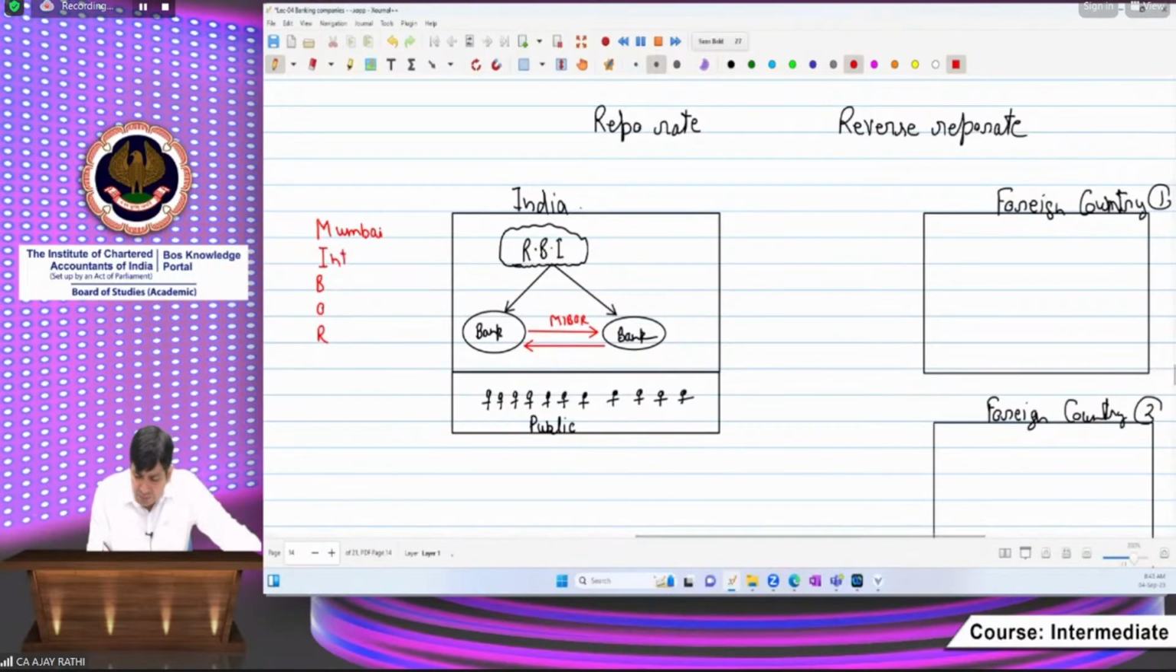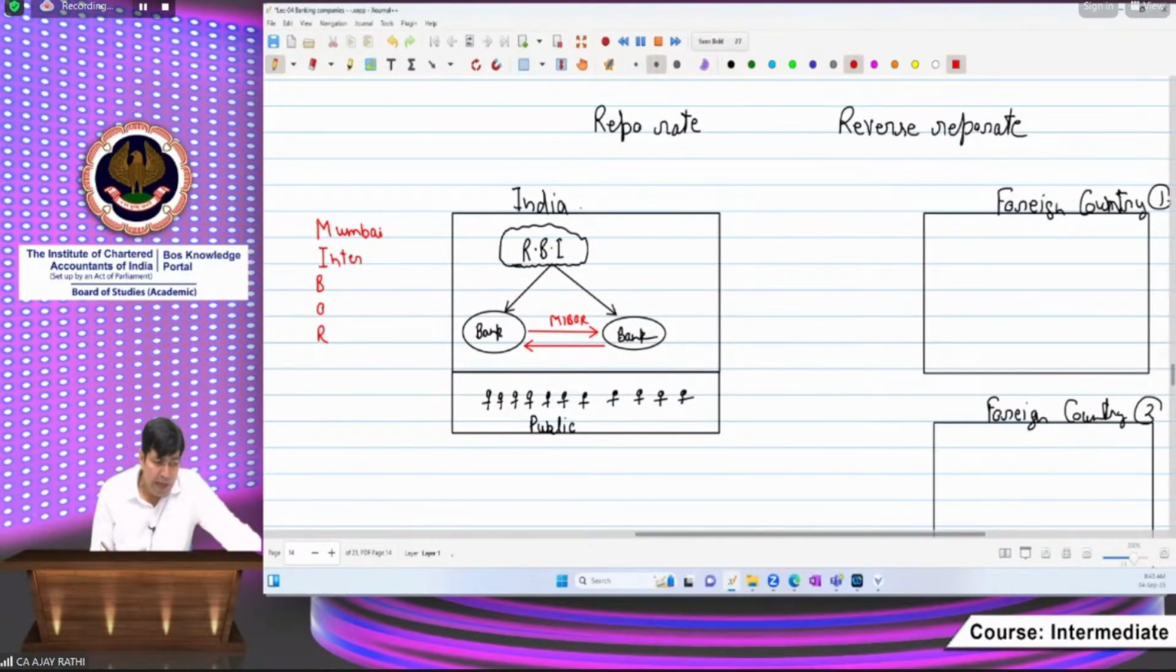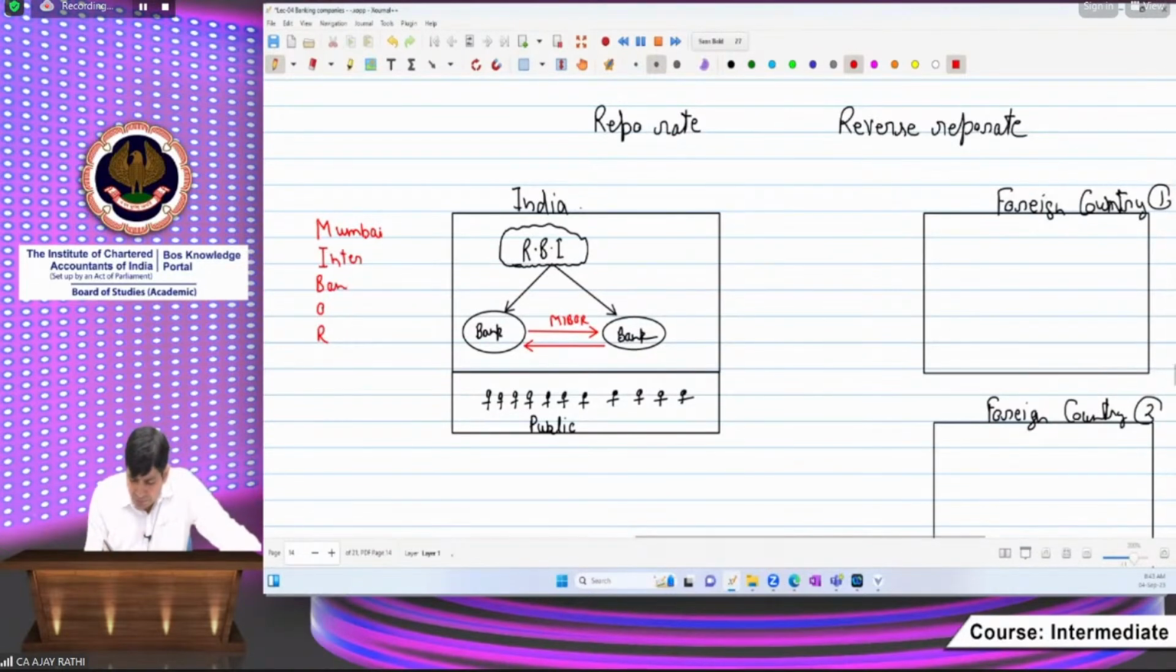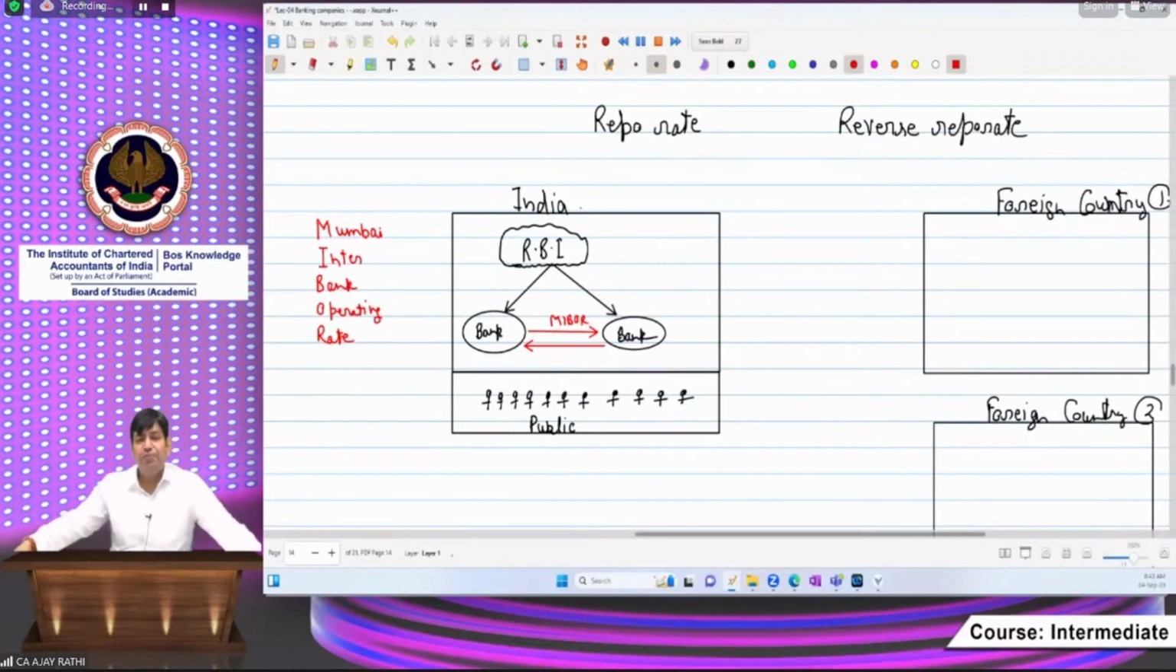Inter Bank Operating Rate. The rate at which banks are giving and taking loans in India from each other is called the MIBOR rate. Mumbai Interbank Operating Rate. Okay, beta? Libor. Now Libor.